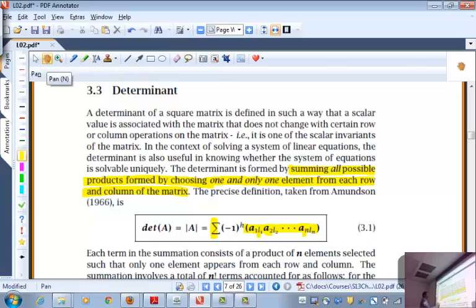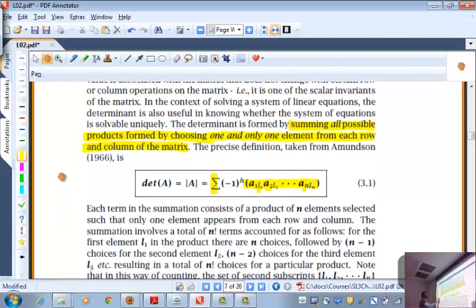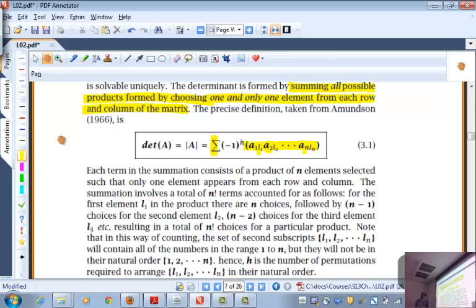Now this kind of definition is taken from the book by Amundson, one of the very first chemical engineers to write a book on mathematical methods. I think there are 3 volumes of this. This was written probably in the 1950s or 60s. It's a very good book for introducing linear algebra from a mathematical point of view and then giving a lot of examples from chemical engineering.